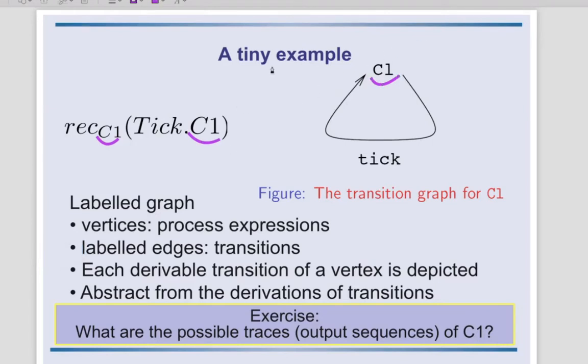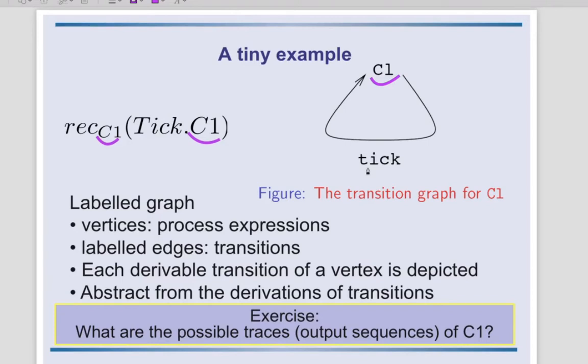So globally the labeled transition system is a labeled graph where vertices are process expressions and the labeled edges are transitions. So here I have C1 as a process expression, tick as a transition. You depict each derivable transition of a vertex, and then you abstract from the derivation in the sense that you don't show the detail on how you derive your transition, you just label it with the action taken.